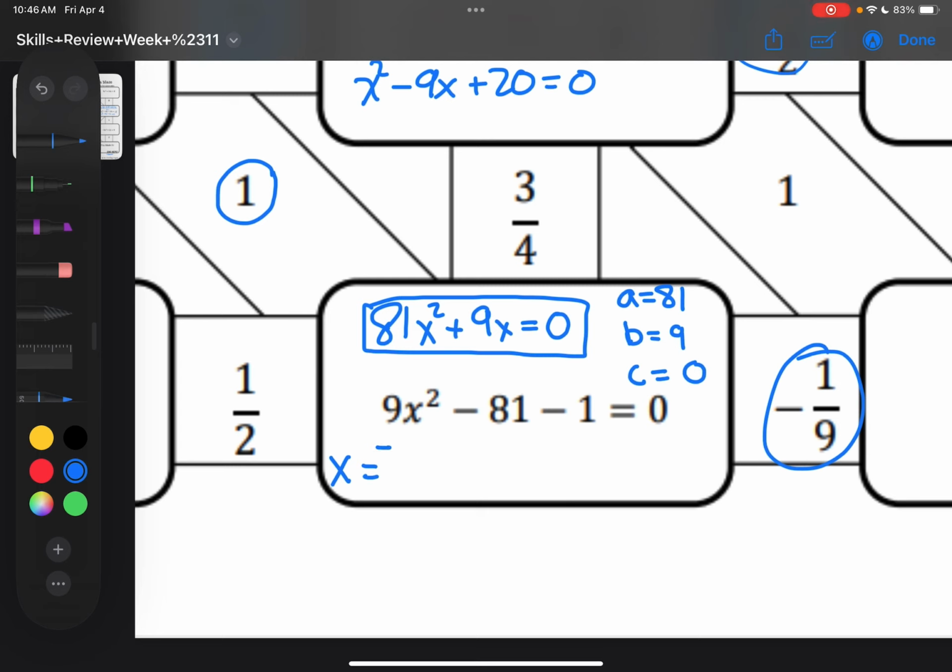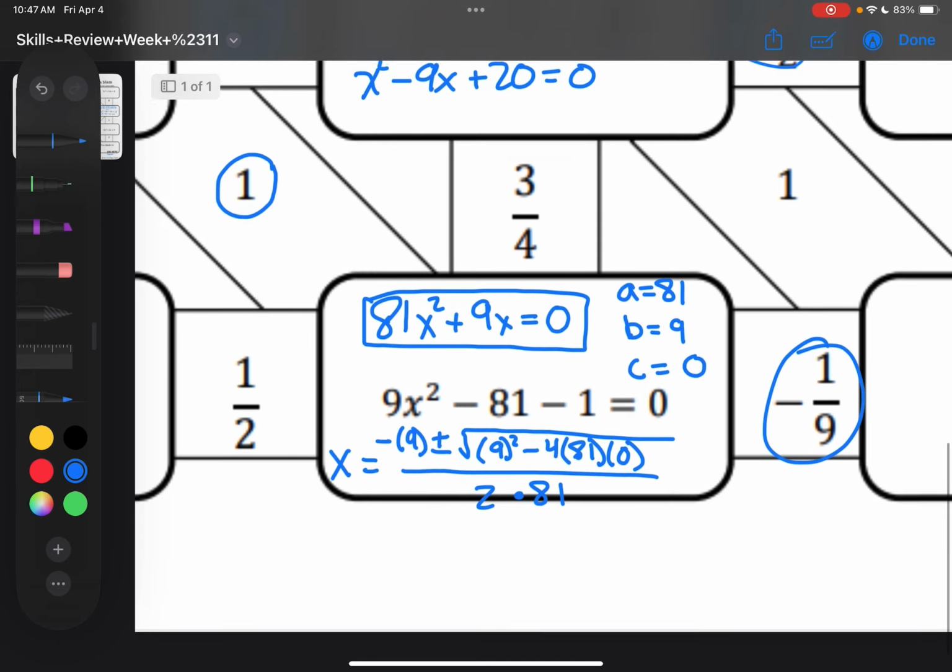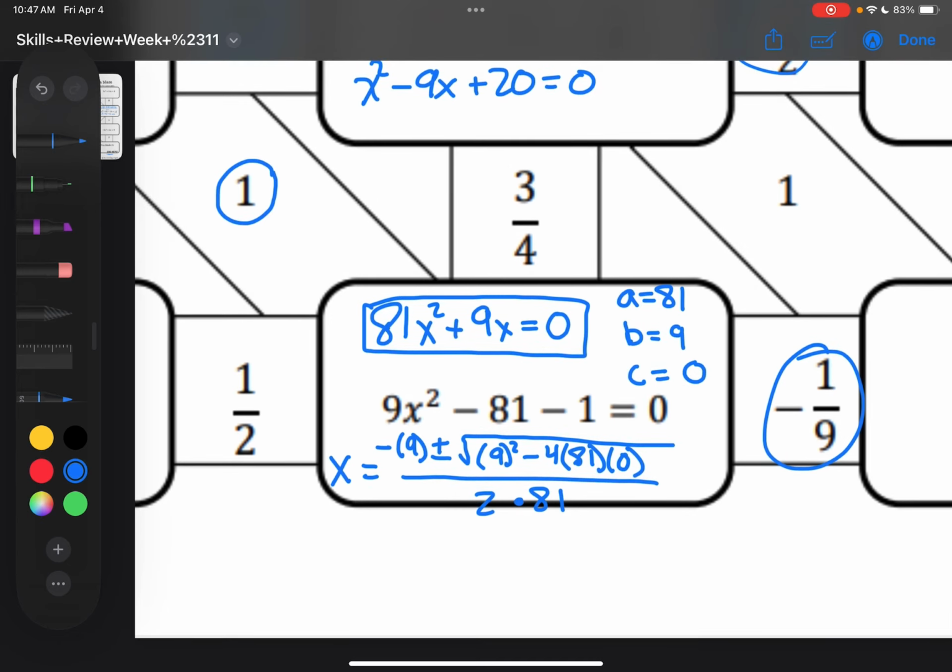So the opposite of our b, which is just 9, add or subtract, under our square root, we have our b squared, which is just 9 squared. Then minus the 4 times a and c. Well, our a is 81, our c is 0. From there, then we have our 2 times a, which is just 2 times 81. Okay, so you're probably seeing the 0 and possibly freaking out.